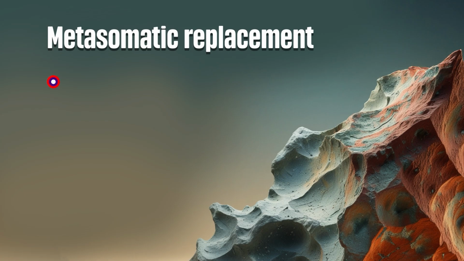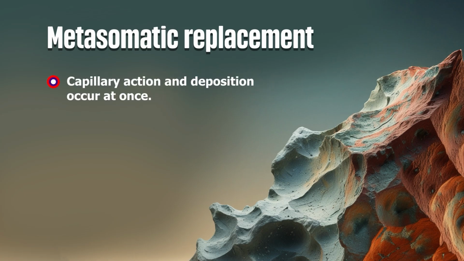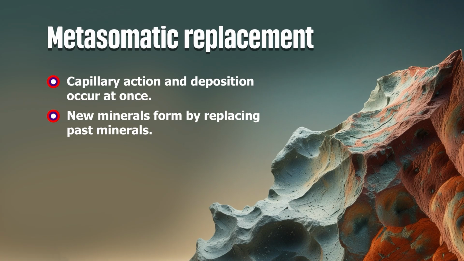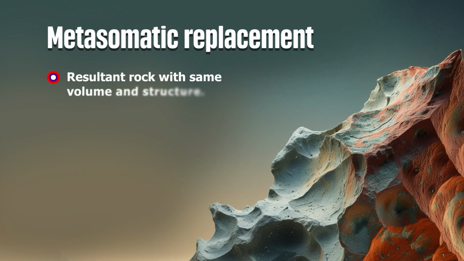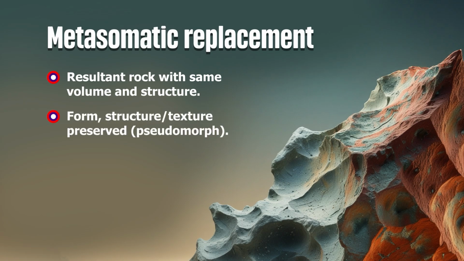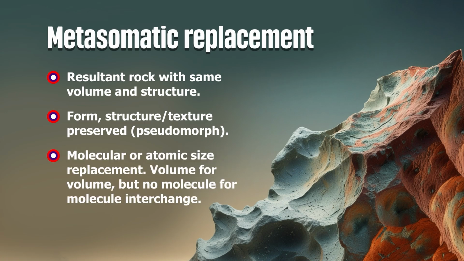Then comes the metasomatic replacement. First, the capillary action and deposition occur at once. New mineral forms by replacing past minerals. Solutions carry replacing minerals, replaced minerals carried away in solution. Resultant rock with same volume and structure. Form, structure, texture preserved in this case, and mostly pseudomorphs are formed. The pyrite pseudomorph mostly formed in this case. Molecular or atomic size replacement, volume for volume, but no molecule to molecule interchange is taking place.